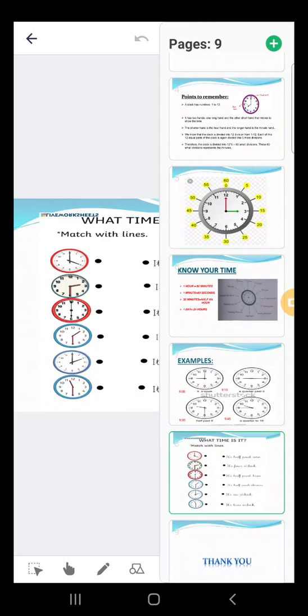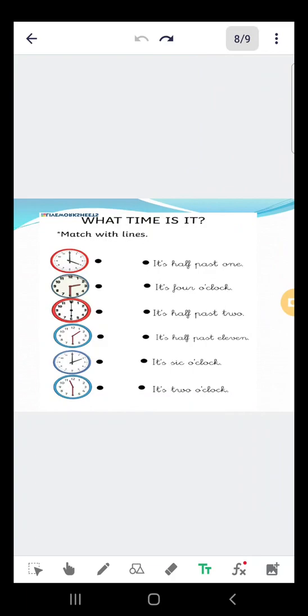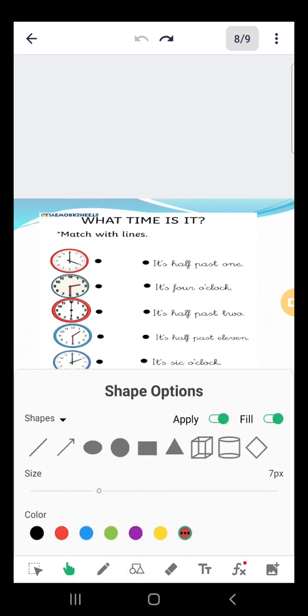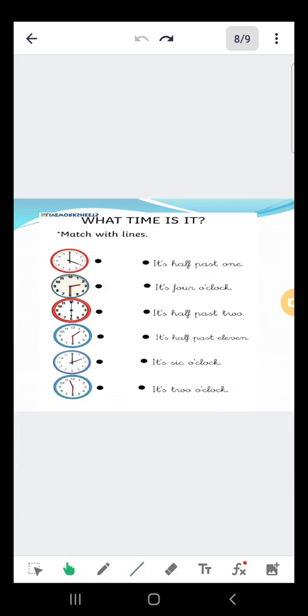Now let us do the exercise for it. Here you can see a matching. On the right hand side you can see the answers, on the left hand side you can see the clock time. So now let us do one by one. The first clock represents 4 o'clock. So where is the answer? Here it is. So let us match with 4 o'clock.